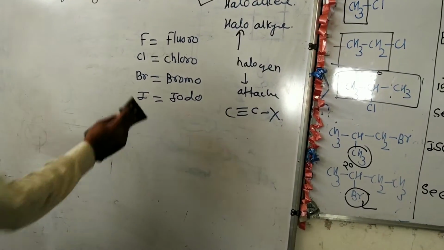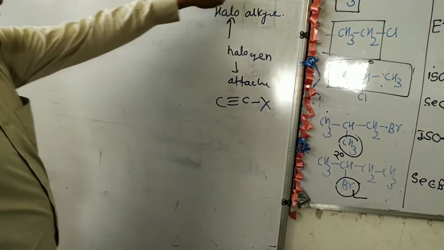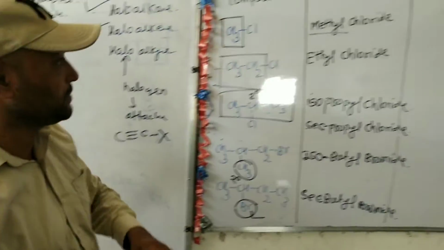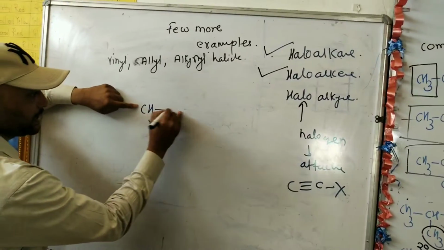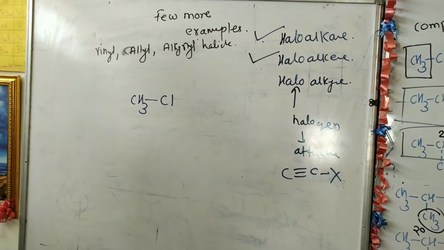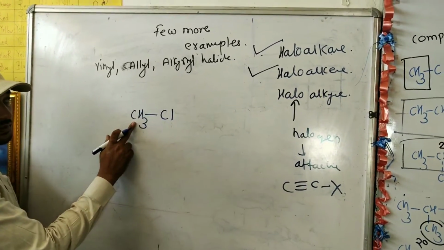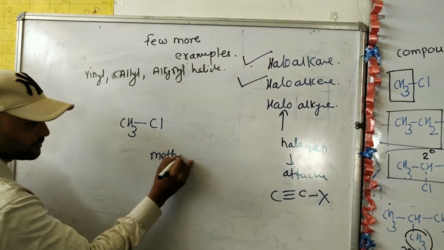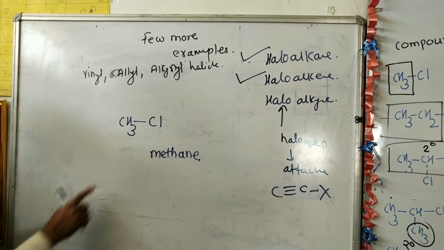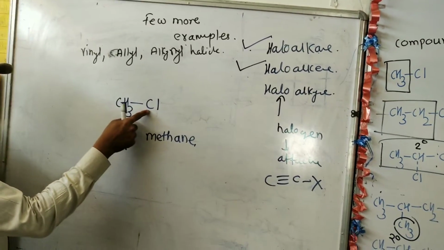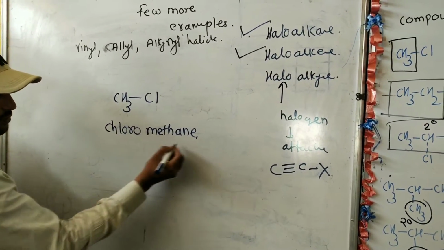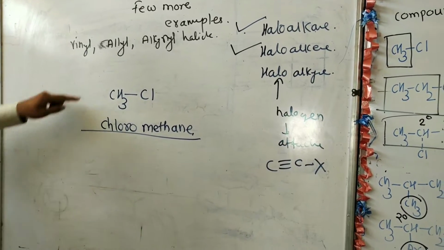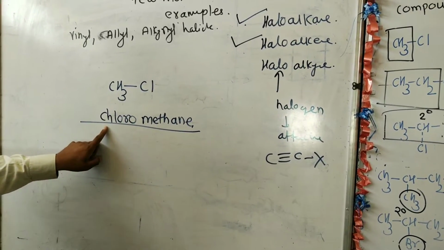So first of all, see the IUPAC name of haloalkane. Examples are mentioned here. Look at it. CH3Cl. Here there is only one carbon, so we call it methane. And here chlorine is attached. In IUPAC, chlorine is called chloro, so chloromethane. So what is the name of methyl chloride in IUPAC? Chloromethane. Right? Chloromethane.